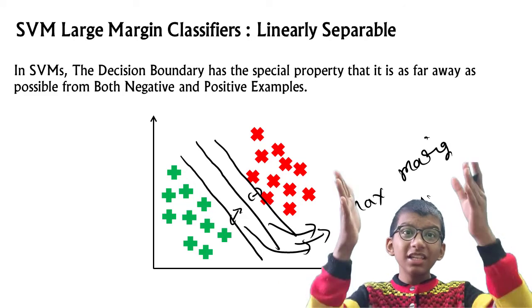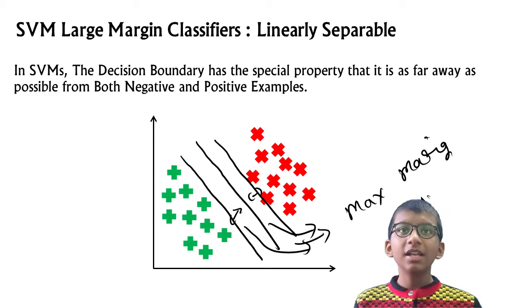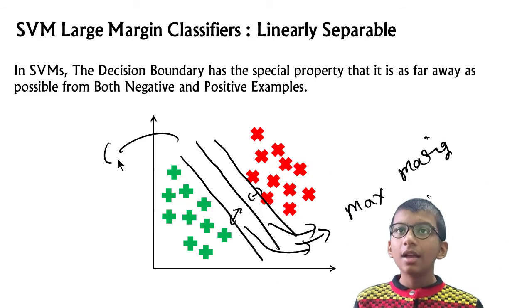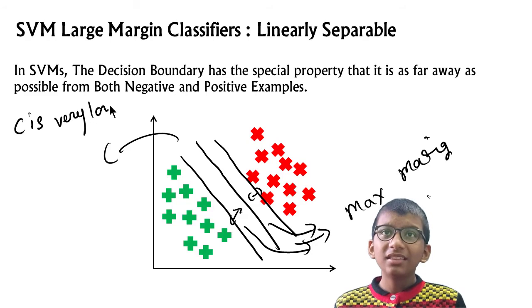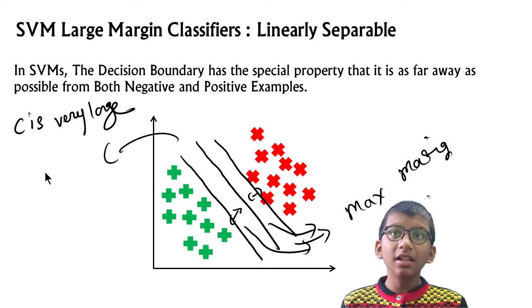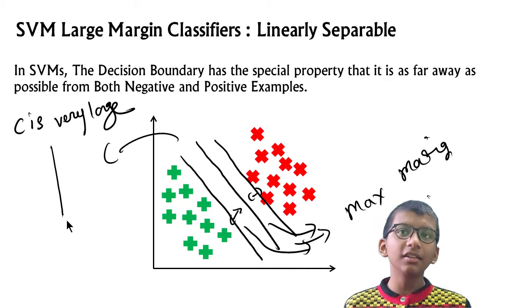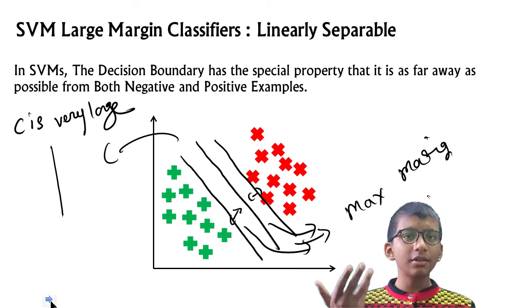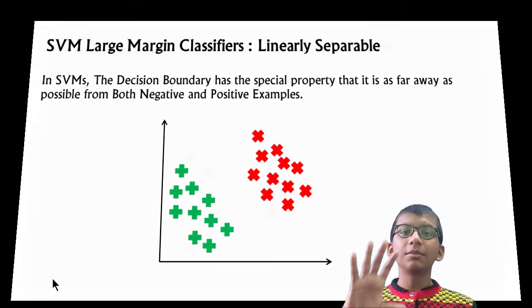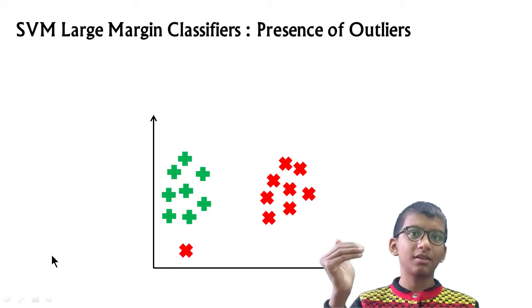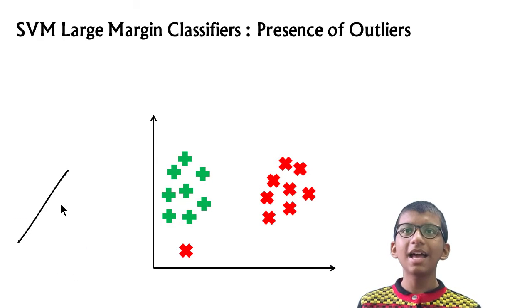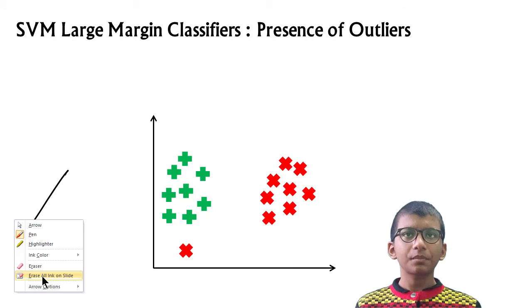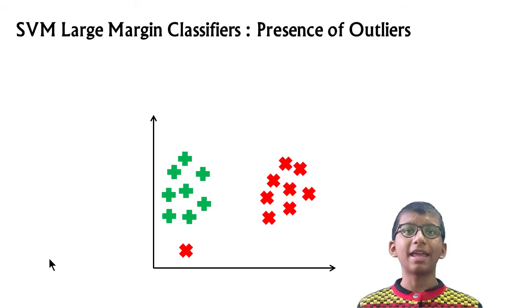So that was the linearly separable case, if C is very large. If C, our regularization parameter, is very large, then it will plot a linear line, and if you reduce it, it will look something like this. Let me draw this, something like that. Don't worry about it, we'll get to know about that also.